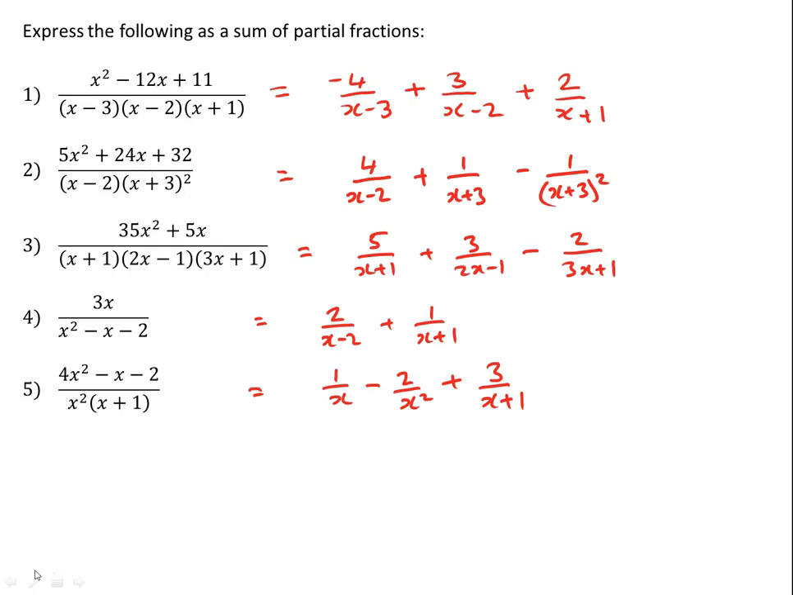So there are the answers for the exercise that you've just been looking at. And this concludes our second video on partial fractions.